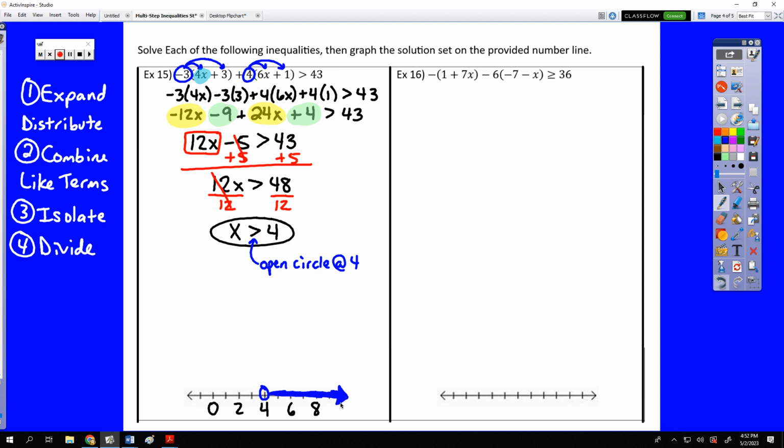Okay, now this is a big time multiple step inequality, so there are a lot of steps to this. We just need to follow what we know about linear equations, because a linear inequality behaves exactly like a linear equation.